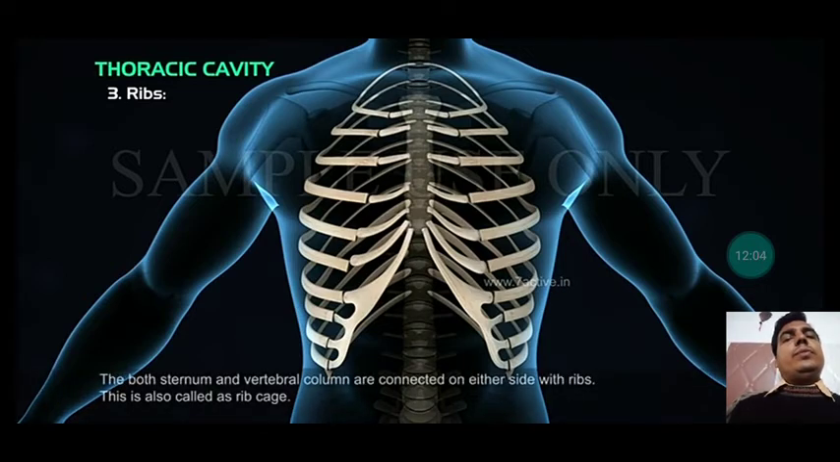Rib 1, rib 2, rib 3, rib 4, rib 5, rib 6, rib 7, rib 8, rib 9, rib 10, rib 11 and rib 12. Both the sternum and vertebral column are connected on either side with the ribs. This is called the rib cage, as it forms the shape of a cage. In this part, our lungs and our heart will be protected.